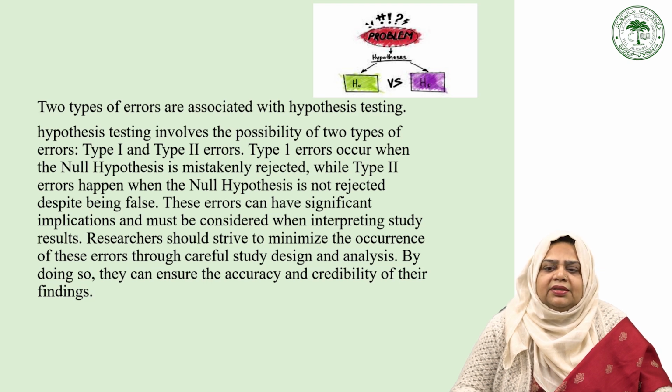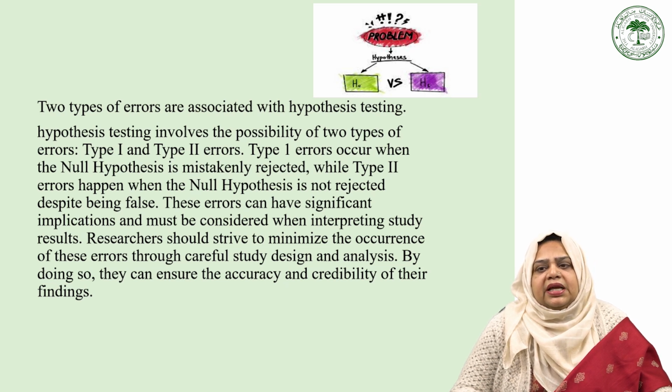On the other hand, making a type 2 error means failing to reject the null hypothesis when it is actually false, which can result in overlooking important relationships or effects. Both types of errors can have significant consequences, especially in scientific research and decision making processes.